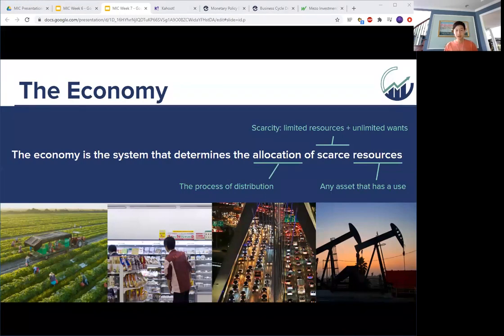unlimited level of wants. So if there were unlimited resources, then we wouldn't really need economics because there would be no incentive to maximize the efficiency of how we allocate resources, because it doesn't really matter how much we waste if there are unlimited resources. Unfortunately, though, we live in a world where resources are limited and wants are unlimited. So therefore, we need an economy to determine the allocation of these scarce resources.